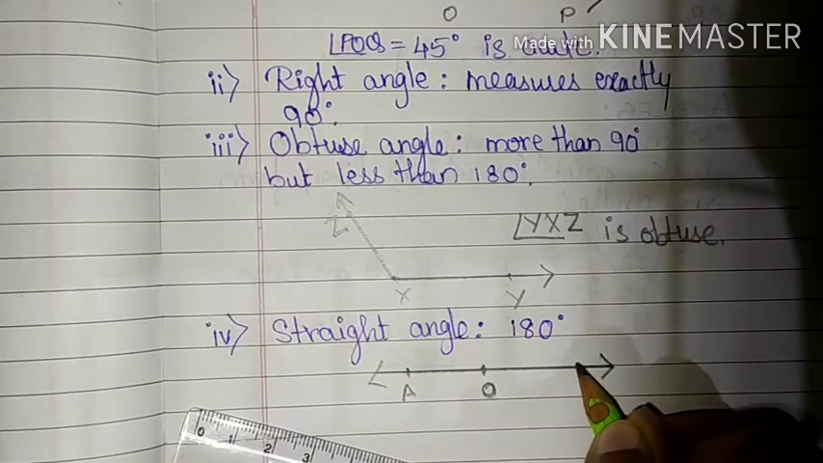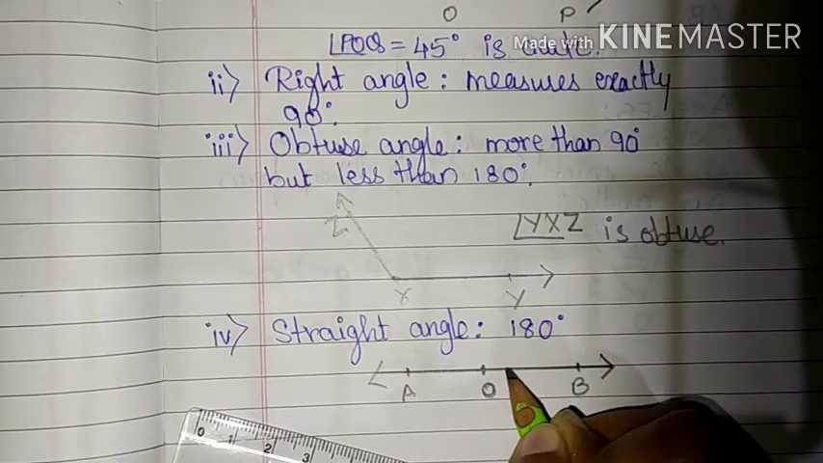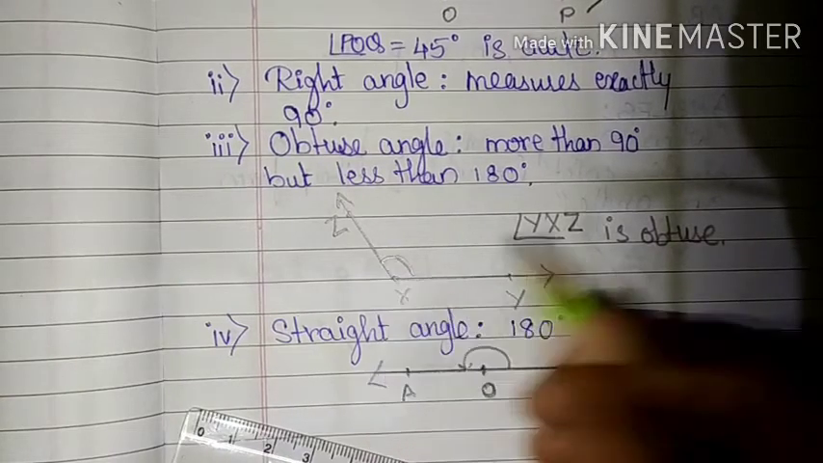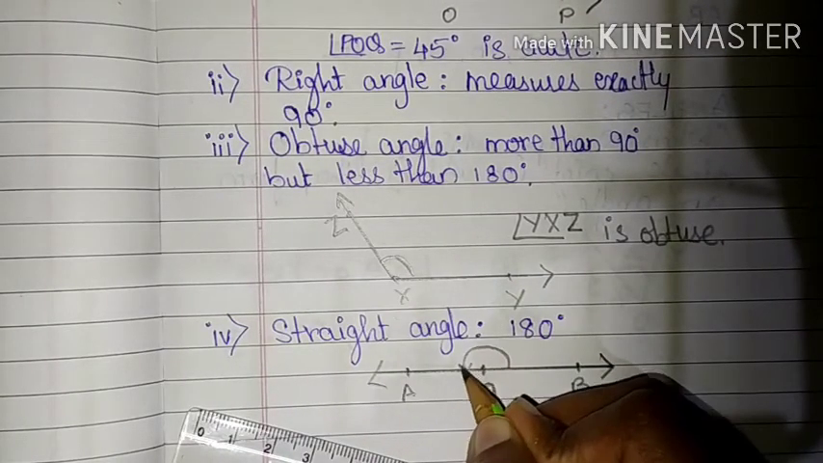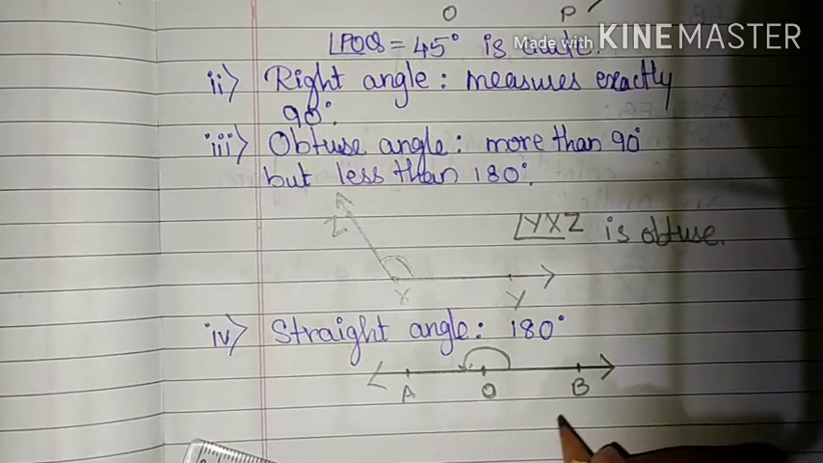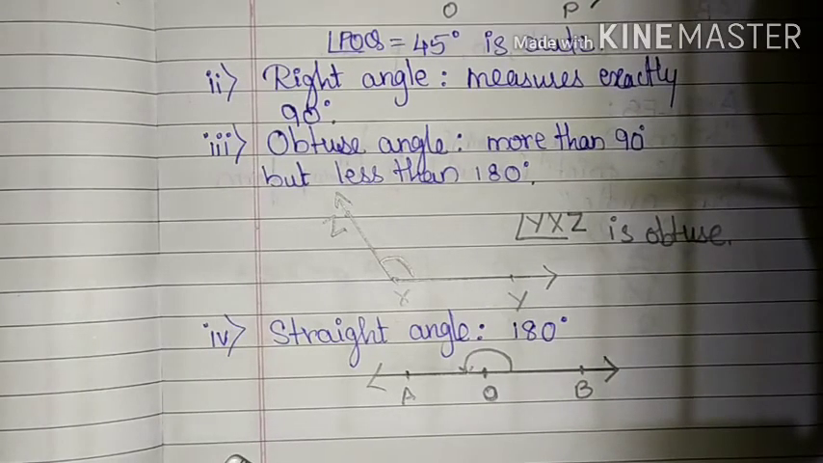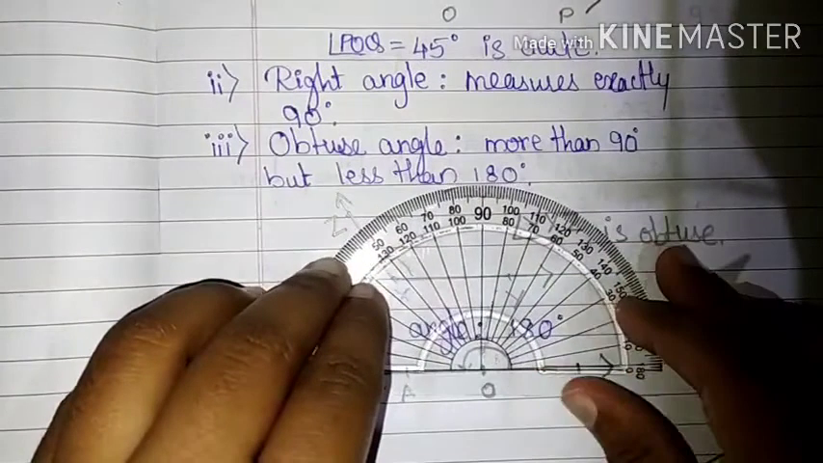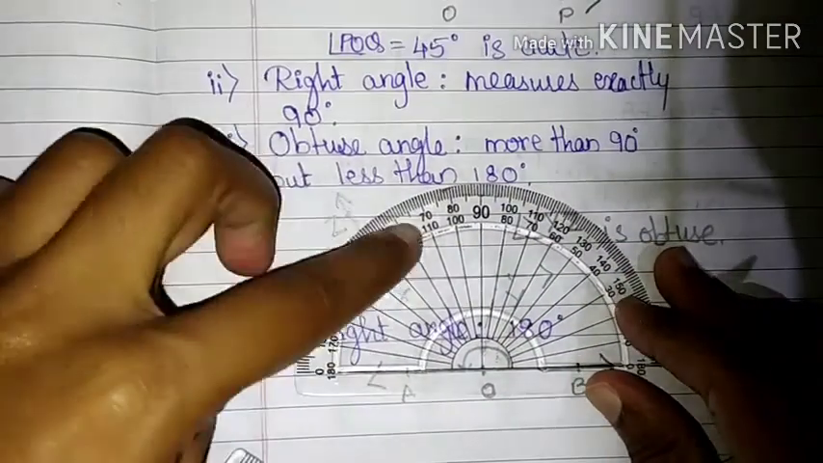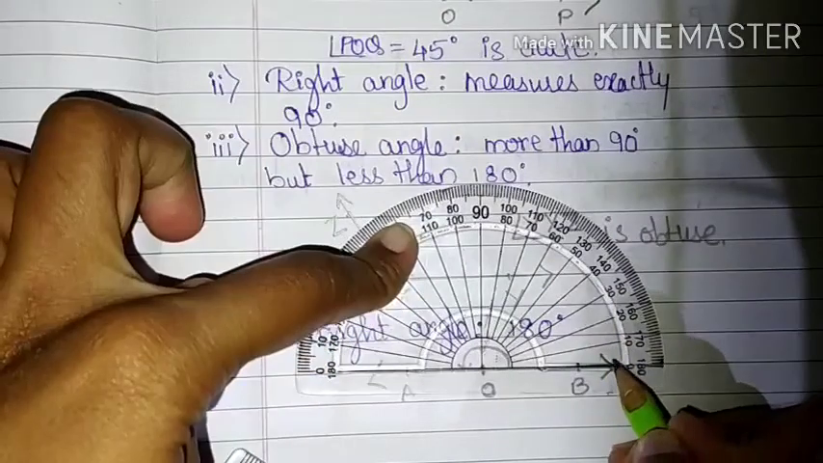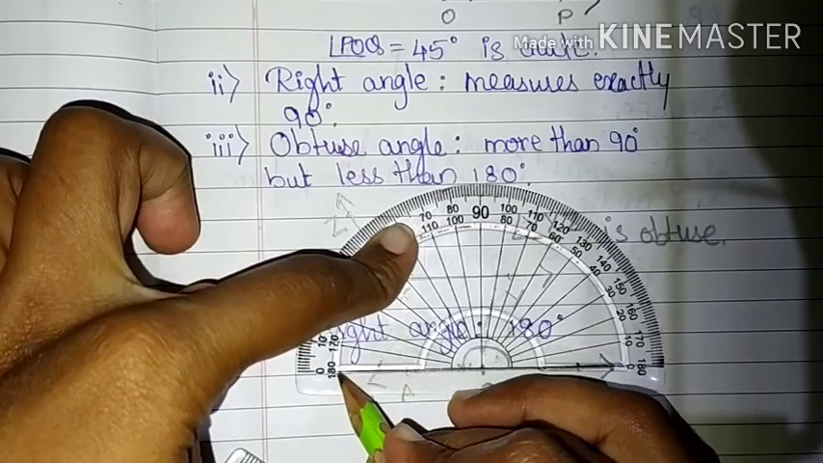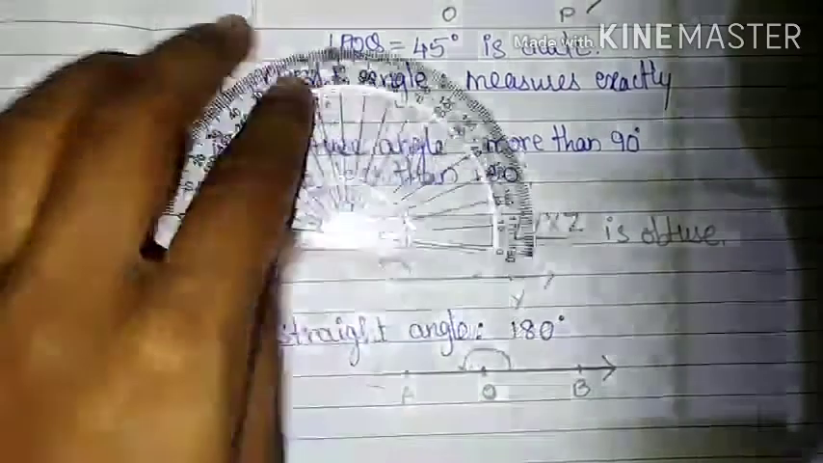Here you can see angle AOB. This is our angle here. This was our angle. So this is angle AOB, which is equal to 180 degrees. You can measure it here. You can see here, starting from 0, B, OA. If you measure it, it is exactly 180 degrees.